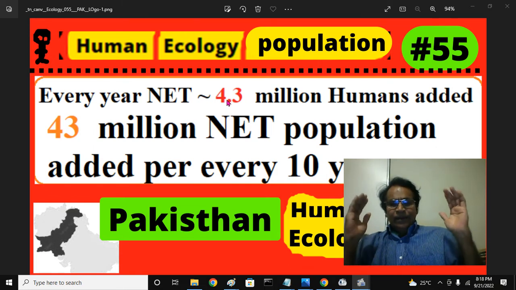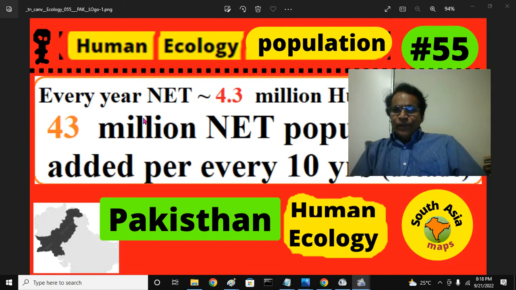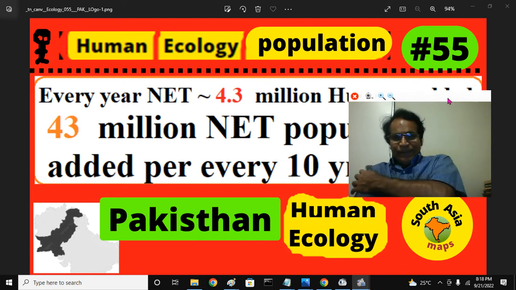A net, that means after deducting the deaths. A net population of 4.3 million is added per year. Per decade, a population of 43 million people are added in that country to the planet Earth. 43 million per decade is not a small number, it's a humongous number. 4.3 million per year is itself a big number.